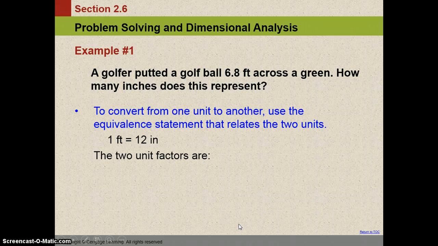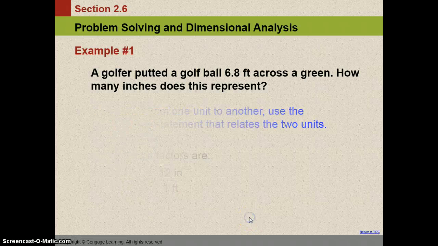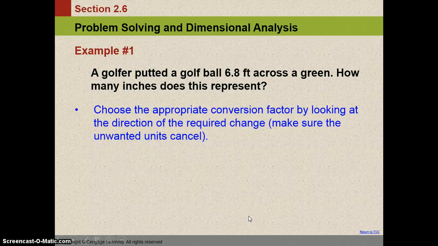The 2 unit factors or conversion factors we could use are 1 foot over 12 inches, or we could use 12 inches over 1 foot. It just depends on how we need to set it up to cancel feet and leave inches. So we choose the appropriate conversion factor by looking at the direction of the required change. So I have 6.8 feet, and I want to change that to inches.